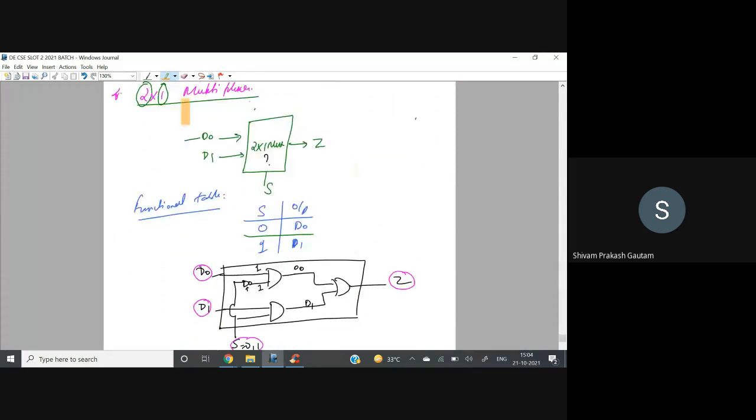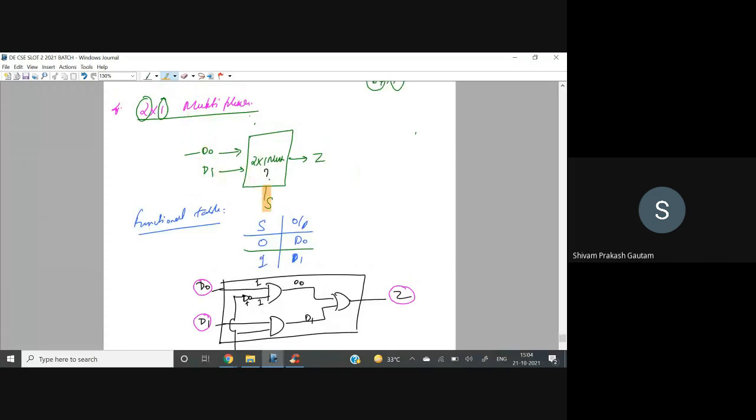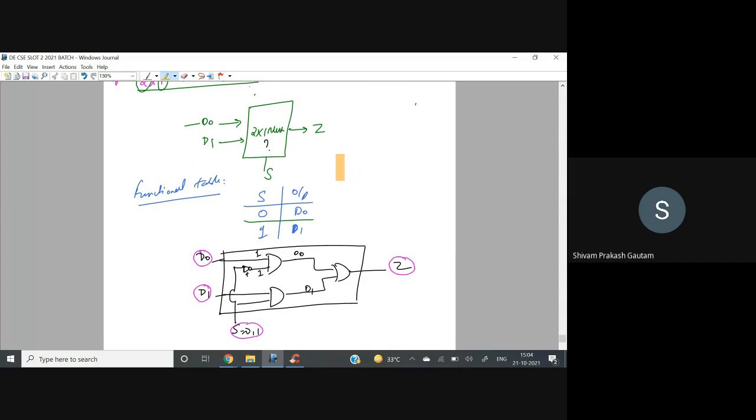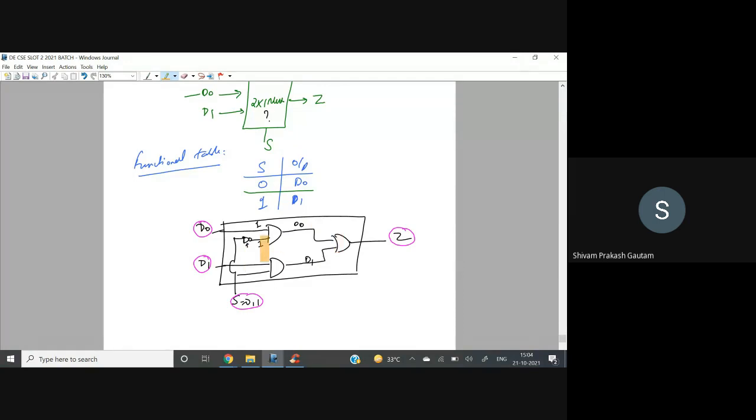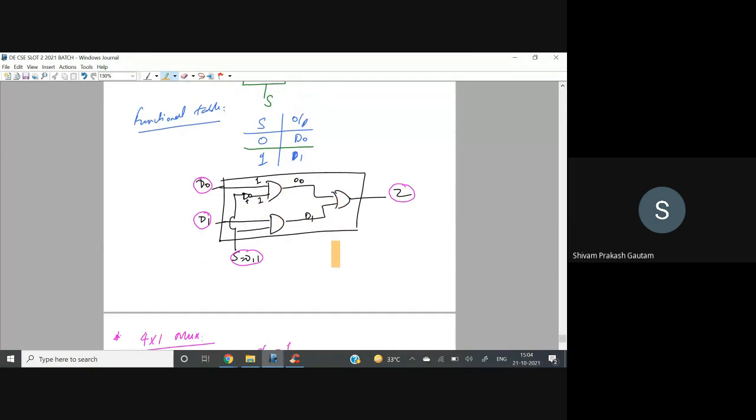First we started with the 2x1 multiplexer. We have two inputs, and one select line is required to represent these two inputs. We have an output here. This is the functional table. When s is equal to 0, d0 will flow. When s is equal to 1, d1 will flow. This is what the inside circuitry of a 2x1 multiplexer looks like.